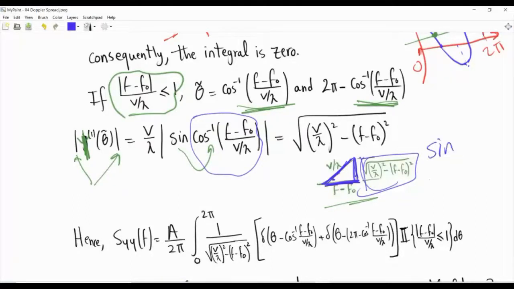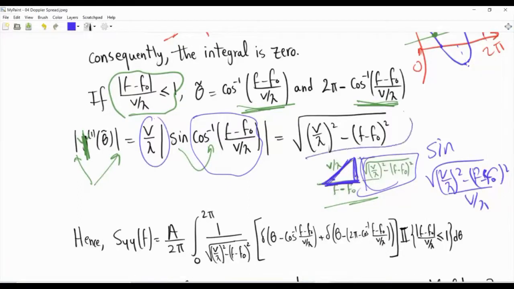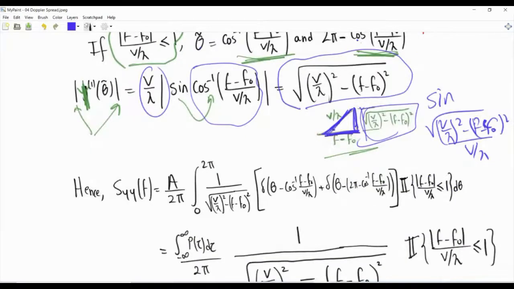So the sine is the square root of (v over lambda) squared minus (f minus f0) squared, and then you divide by the hypotenuse, which is v over lambda. But there is a v over lambda here, and so this is what you need to have in the denominator. And this is true for this theta tilde, and for this other value of theta tilde again, because we are not just computing the value of the first derivative, we are taking the absolute value. Okay, and so now we are done.